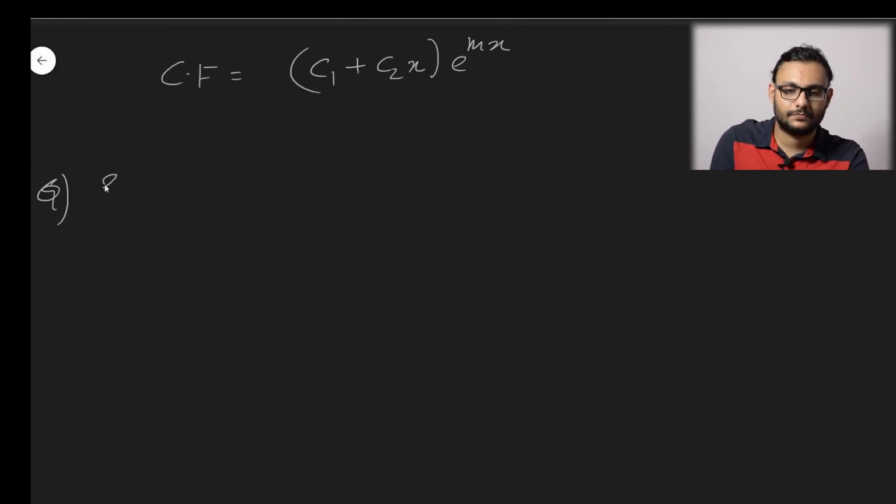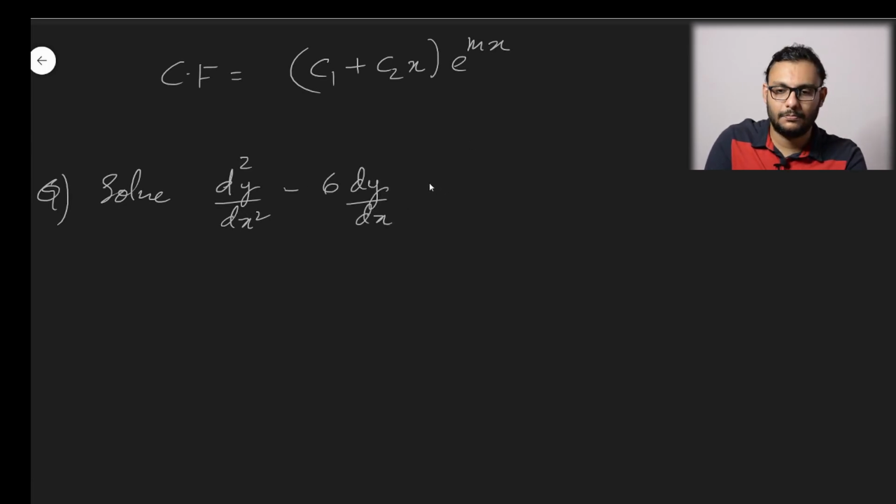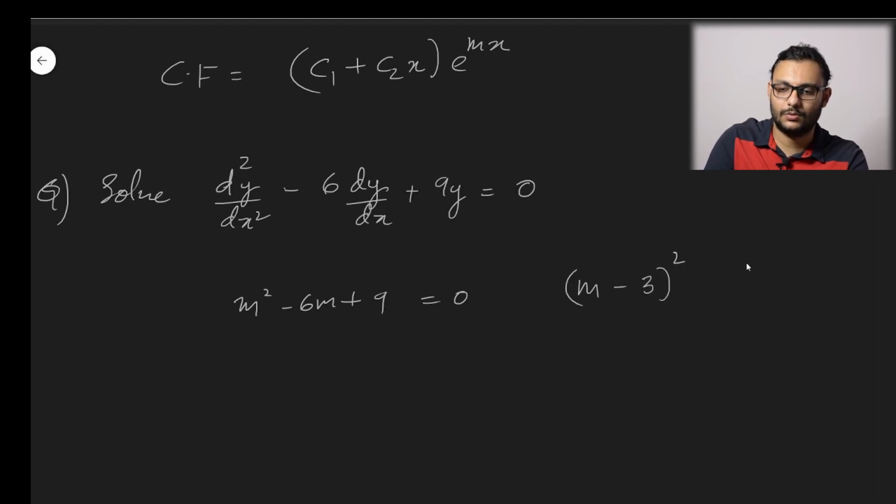Solve the differential equation d square y by dx square minus 6 into dy by dx plus 9y equal to 0. I am writing the auxiliary equation directly from this differential equation as m square minus 6m plus 9 equal to 0. This is actually (m minus 3) the whole square equal to 0, or m is equal to 3. This is repeated roots.